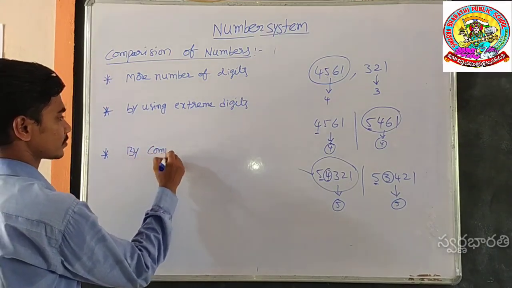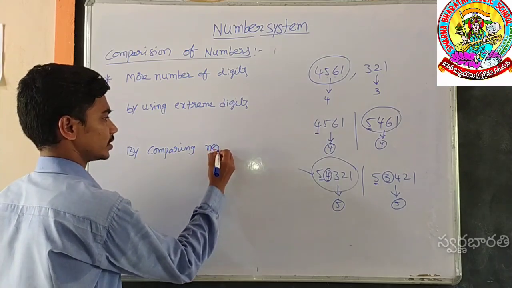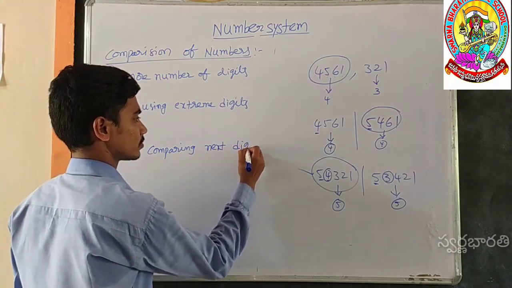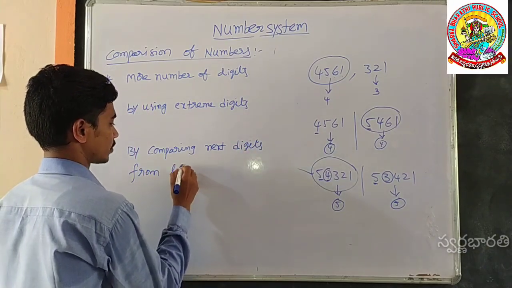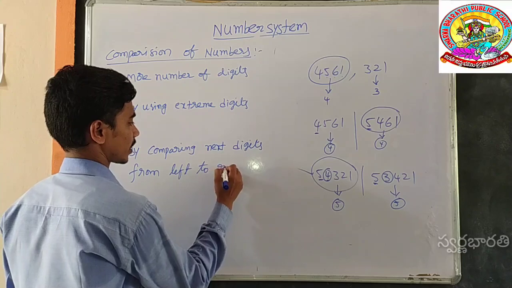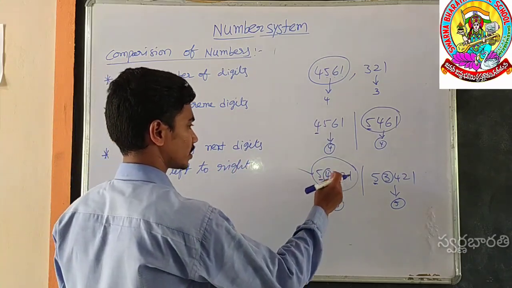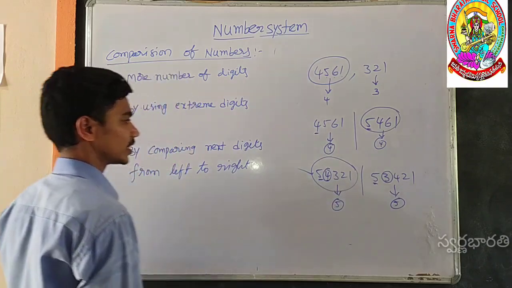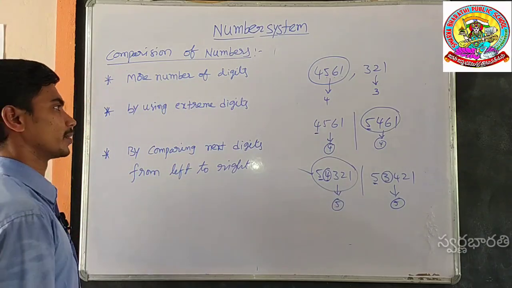By comparing the next digits from left to right, from left to right, if you compare one digit after another, you can easily decide which one is the bigger number and which one is the smaller number.